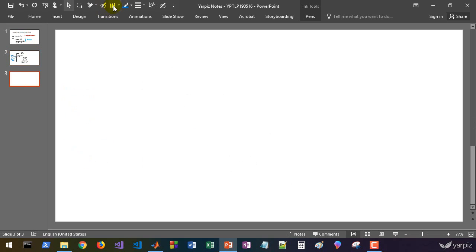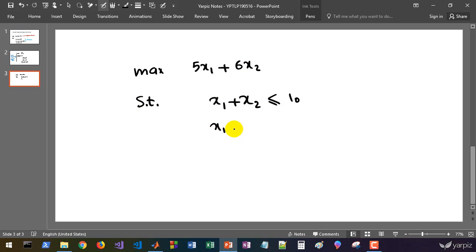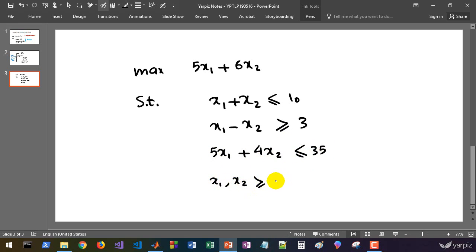First of all, we need a simple problem to start with, and for example, we would like to maximize 5 times x1 plus 6 times x2, subject to that we have x1 plus x2 less than or equal to 10, and x1 minus x2 is greater than or equal to 3, and 5x1 plus 4 times x2 is less than or equal to 35, and both x1 and x2 are non-negative numbers. And this is our test problem.